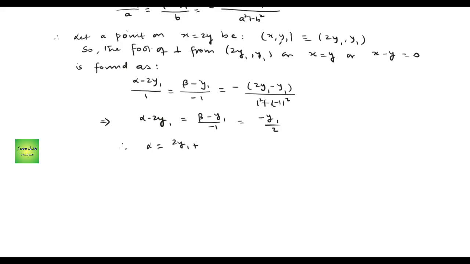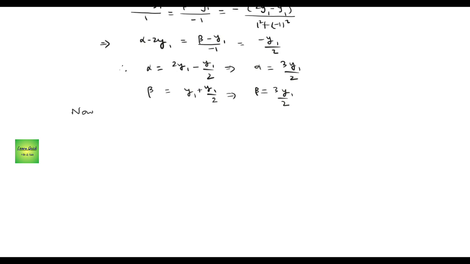Now, we can get the value of alpha from here as 2y1 minus y1 by 2 because of the first and third, and then beta is equal to y1 plus y1 by 2, second and third equating them. You get alpha as 3y1 by 2 and beta as also 3y1 by 2.